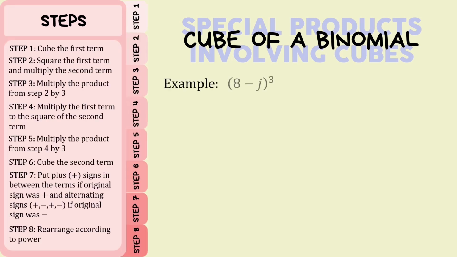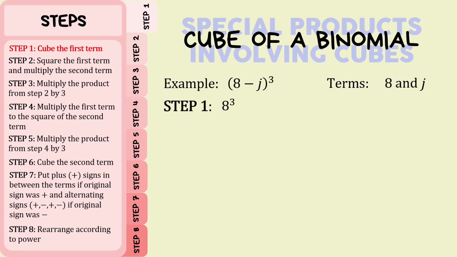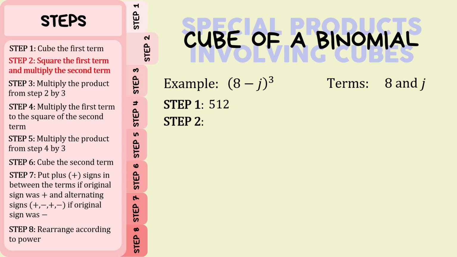Our example here is quantity 8 minus j cubed. The terms here are 8 and j, obviously, and the first step is to simply cube the first term, which is 8. If we cube 8, we should have 8 times 8 times 8 equal to 512. The next step is to square the first term and multiply the second term. That would then be 8 squared times j. 8 squared is 64 times j, equaling 64j.